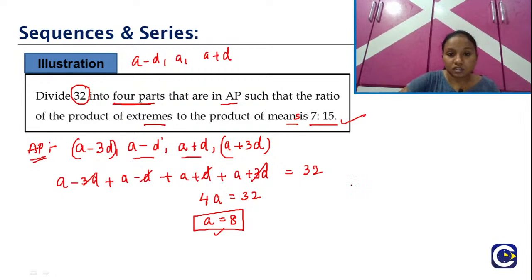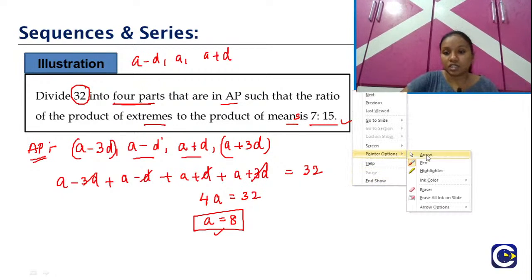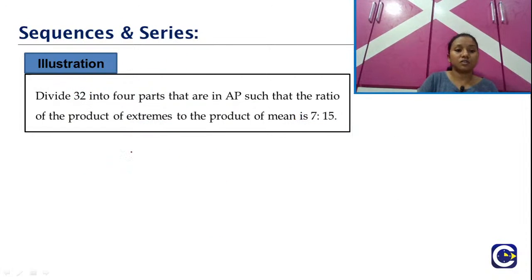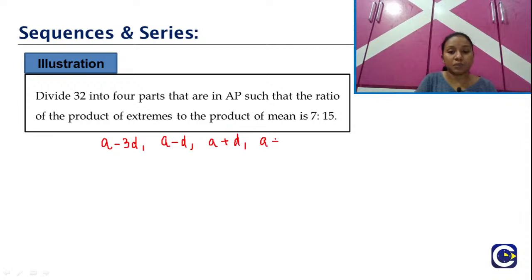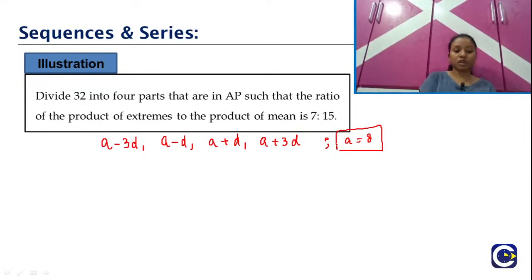So let me erase this and we'll do the second condition here. We'll apply the second condition. So the terms will be A minus 3D, A minus D, A plus D, as well as A plus 3D. So these are the 4 parts here. So we have already determined the A value, which is equal to 8. Right? So far these are the things which we have already done.